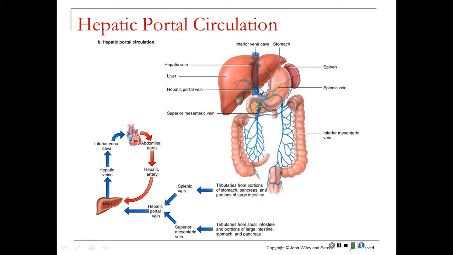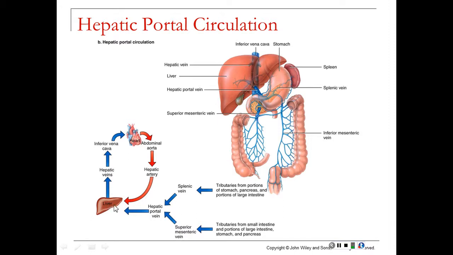All of those nutrients go into the hepatic portal vein, which circulate through the liver. Then the liver says, okay, everything looks good, and returns everything back to the inferior vena cava via the hepatic vein. And here you see this pathway down here without all of the junk, so to speak, in the way. All of the tributaries from portions of the stomach, pancreas, large intestine, small intestine, leading to the splenic or superior mesenteric vein, ultimately leading to the hepatic portal vein, which go into the liver.